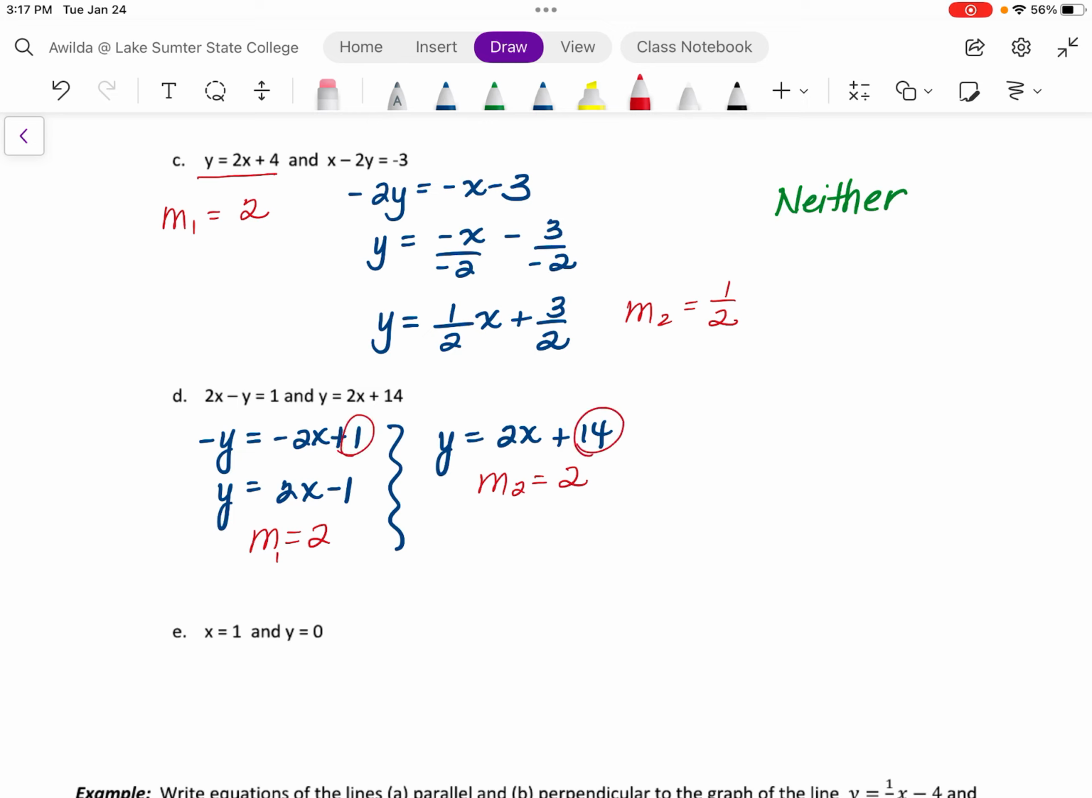The reason we look for different y-intercepts is we want to make sure this isn't the same line, that these are two distinct lines. And so in this case, we do have two distinct lines that are parallel.